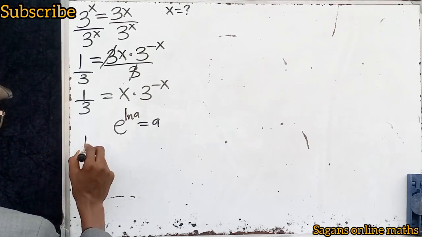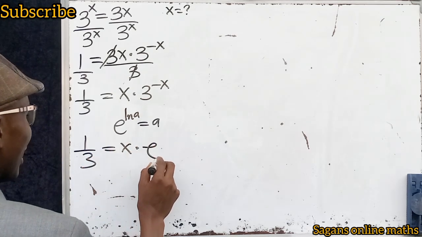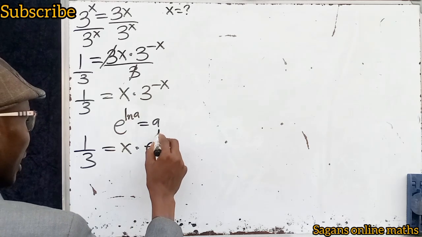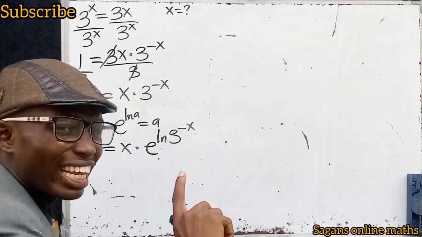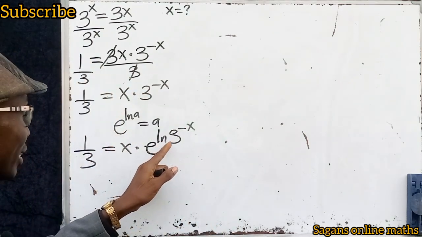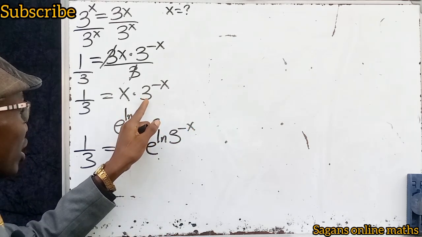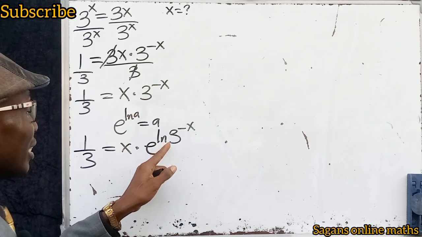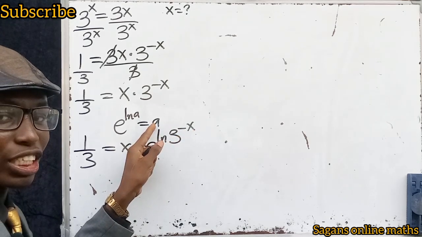Do you know that we are not wrong in any way? If we have 1 over 3 equals x multiplied by e raised to the power ln 3 to the power of negative x, we are not wrong in any way by obeying these properties. Because e raised to the power ln 3 to the power of minus x has the outcome of just 3 to the power of negative x, which is just a, as you are seeing here. It means that e raised to the power ln a simply means a. You see how simple and interesting it is?